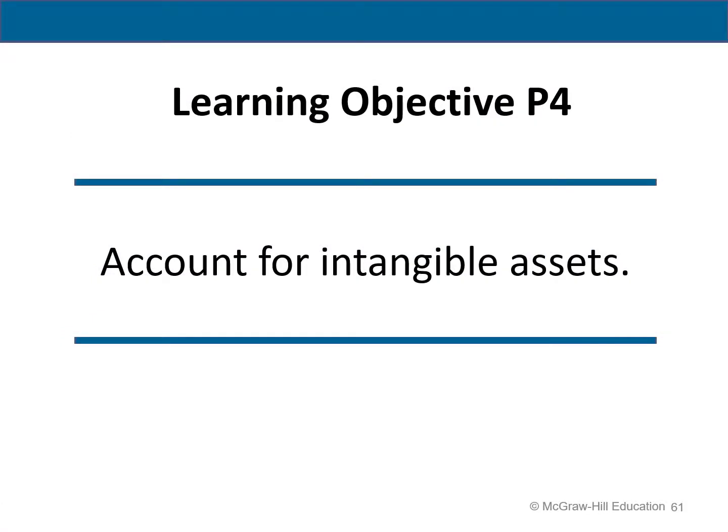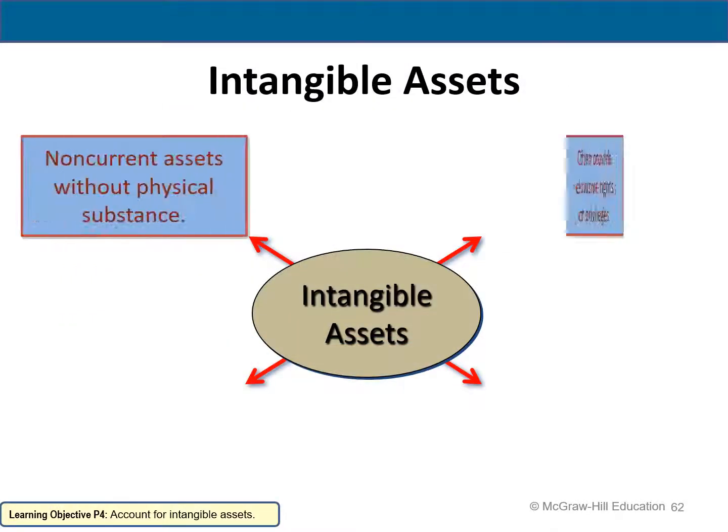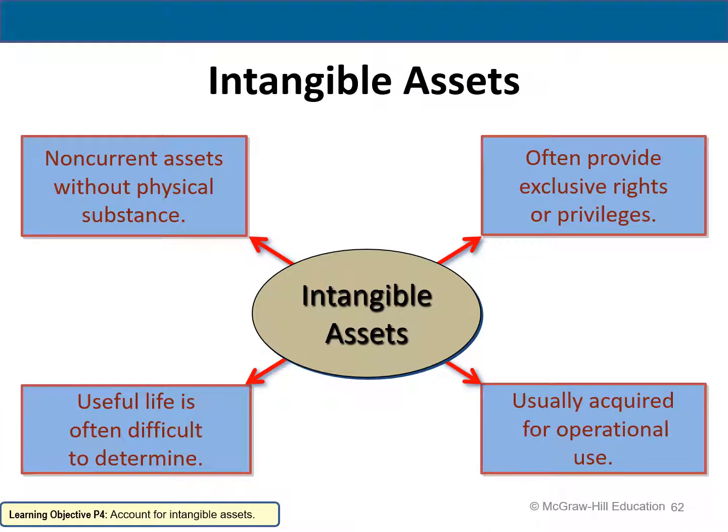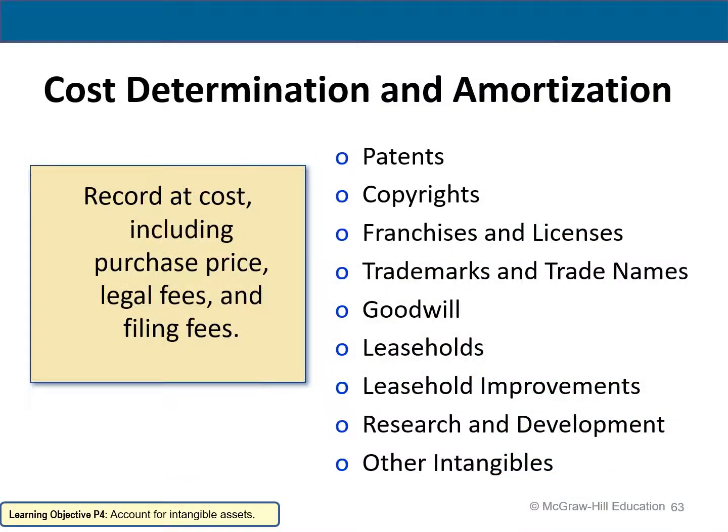All right, so accounting for intangible assets. Intangible assets are things that you can't touch, right? They often provide exclusive rights or privileges. They're usually acquired for operational use. There's no physical substance, and the useful life is pretty difficult to determine most of the time. Here are some examples of intangible assets: patents, copyrights, franchises, licenses, trademarks, goodwill, leasehold improvements, research and development, and other intangibles.